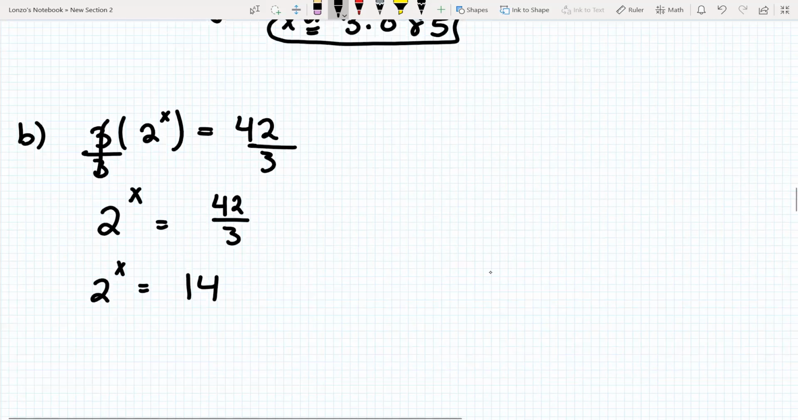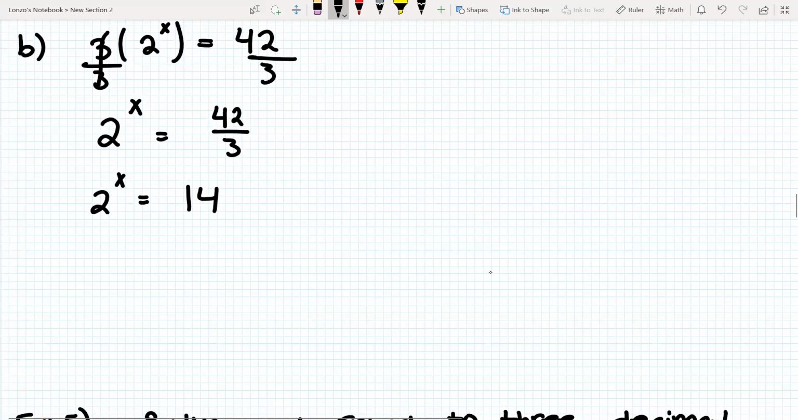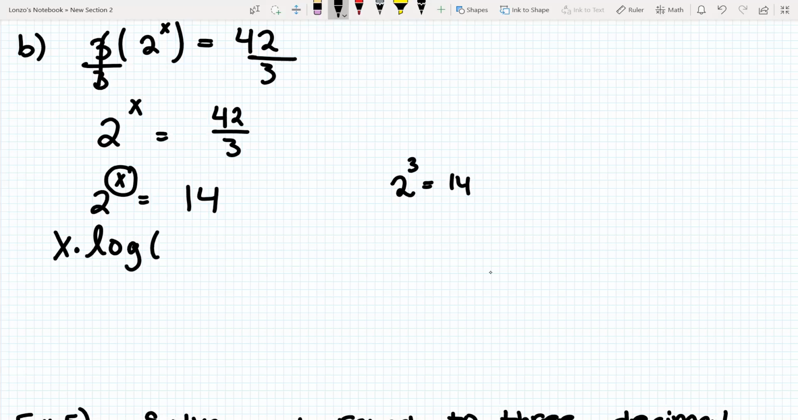Now, can you get everything in a common base? Let's try the common base of 2. This is already 2, so you don't have to do anything about it. What about the 14? Can you rewrite 14 with a base of 2? No, right? There's no power of 2 that will give you 14. It's just impossible. So let's take the log of both sides. We have a power of x, so we put that in front of the log. So it's going to be x times log of 2 equals log of 14.